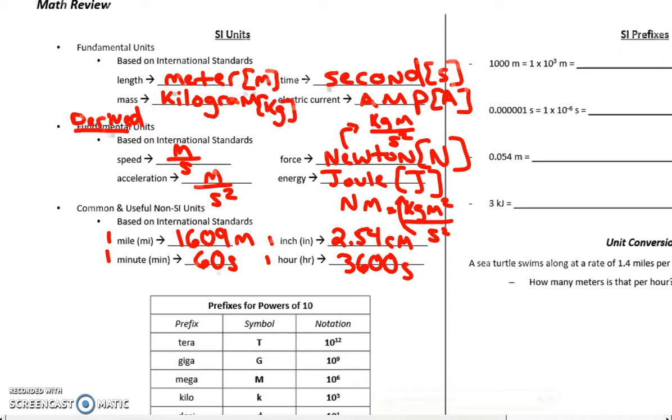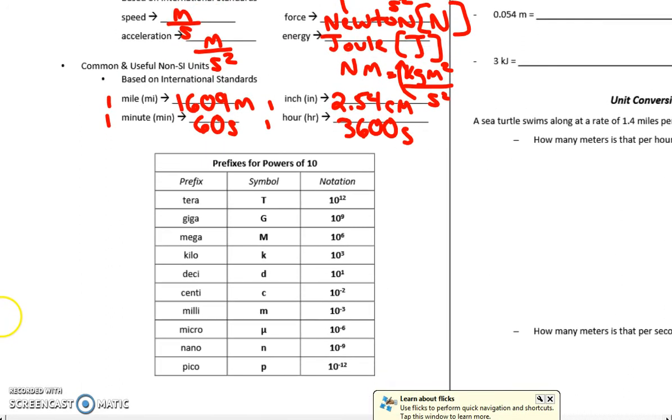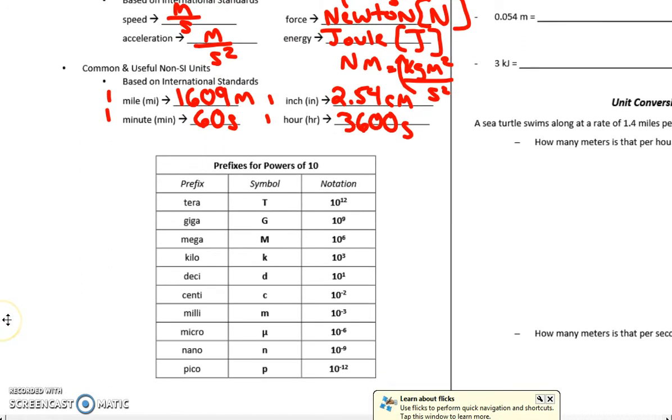So in your reference table, you have a page that looks like this. And it says the prefixes for the powers of 10. So there's all these prefixes, okay, tera, giga, mega, and so on. And then there's the symbol used.